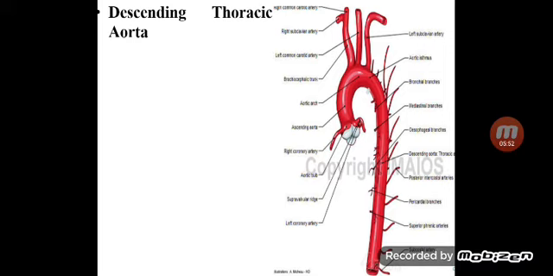Then at the level of T12, it passes behind the diaphragm in the aortic opening to become continuous downward with the abdominal aorta. So it runs downward in the posterior mediastinum, inclines forward and medially, reaching the anterior surface of the vertebral column. At the level of T12, you remember, it passes through the aortic opening to enter the abdomen in the midline, to become continuous with the abdominal aorta.